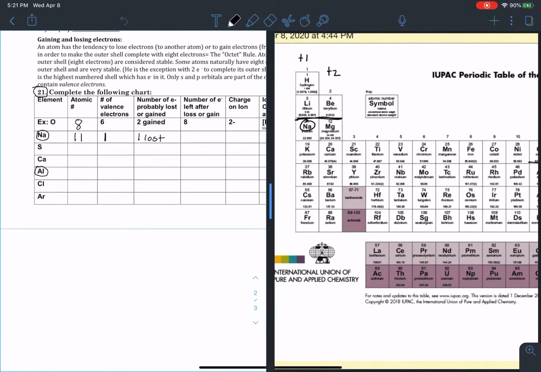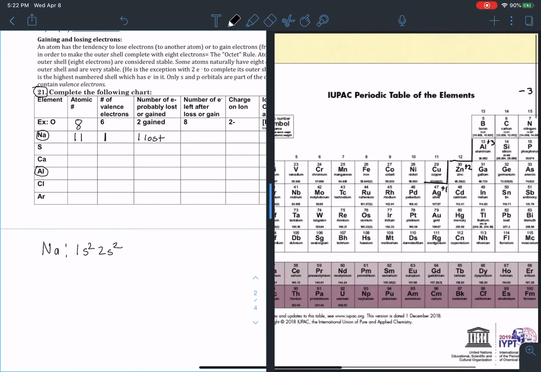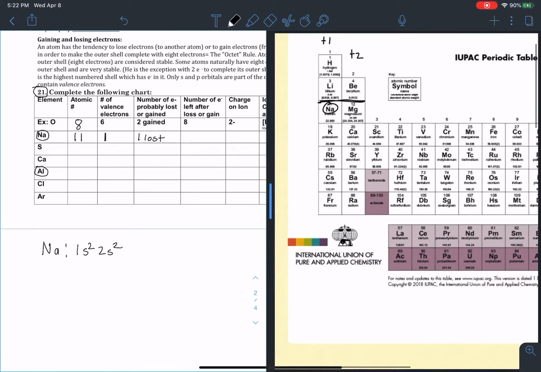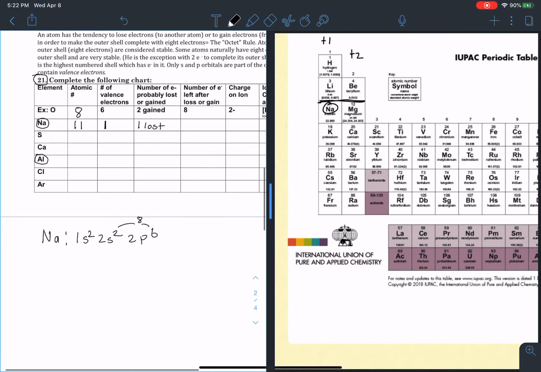So if we take a closer look at this and see that sodium now has 10 electrons, we could write it like this for Na. It'll occupy the 1s, the 2s, and also the entire 2p, because it will just go from there and occupy the same spot that neon does. So it'll be 2p6, and we can see that if we add these two together, we get 8.